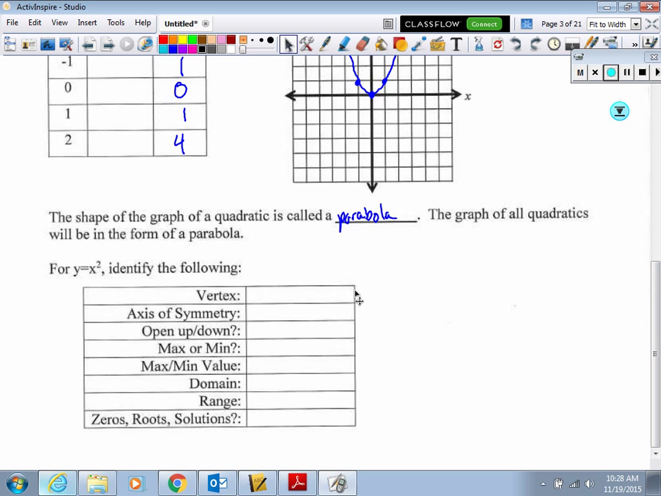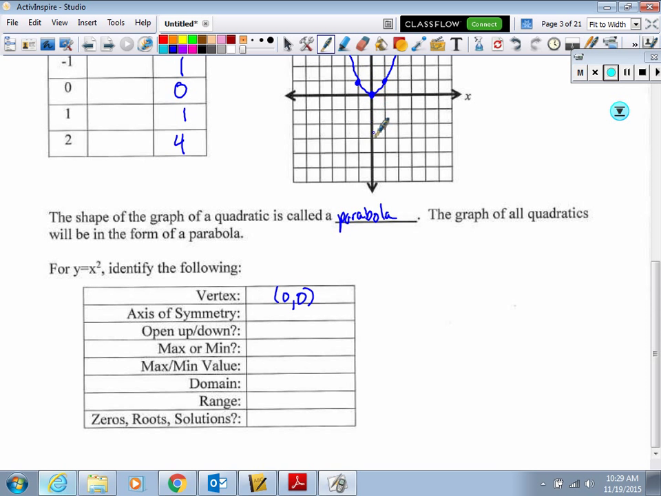Okay, and then from here, what you want to do is identify all of this information. So when you're looking at your graph on your calculator, I assume that you have it out, you want to draw it, and when you look at it, you need to identify the vertex. The vertex, because this graph opens up, is the lowermost point. And so the vertex is going to be (0, 0). Everybody see that? Axis of symmetry goes through the vertex.